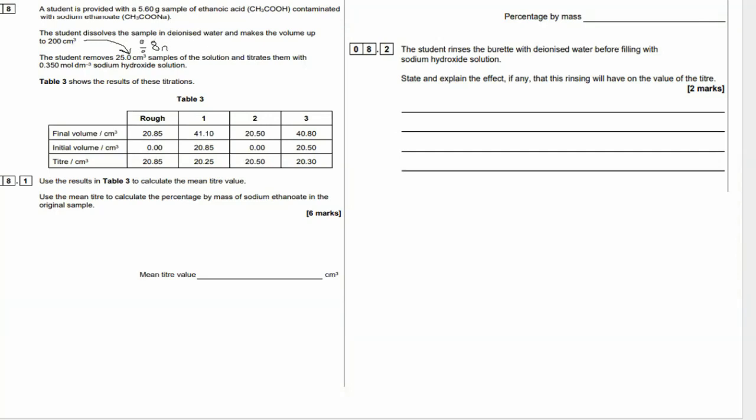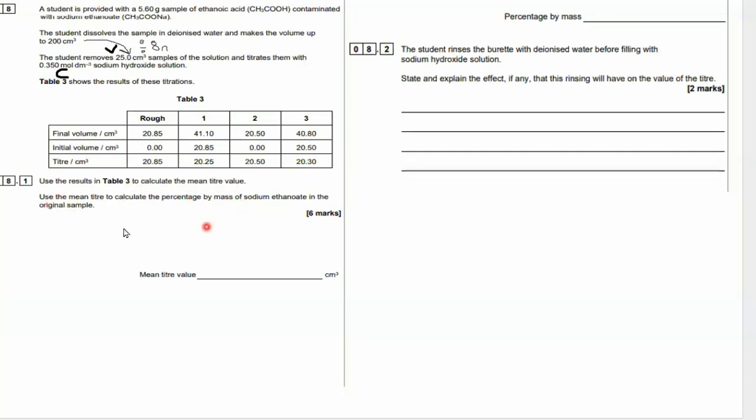The solution is then titrated with 0.350 moles per decimeter cubed of sodium hydroxide solution. That's our known concentration in the titration. So we know that. Now we need to find out the volume of sodium hydroxide, because we can use that with the concentration to find out the moles. Let's get rid of the rough titrations first. You don't really need the rough titration. They're just something people put in the table. Let's get rid of that first.